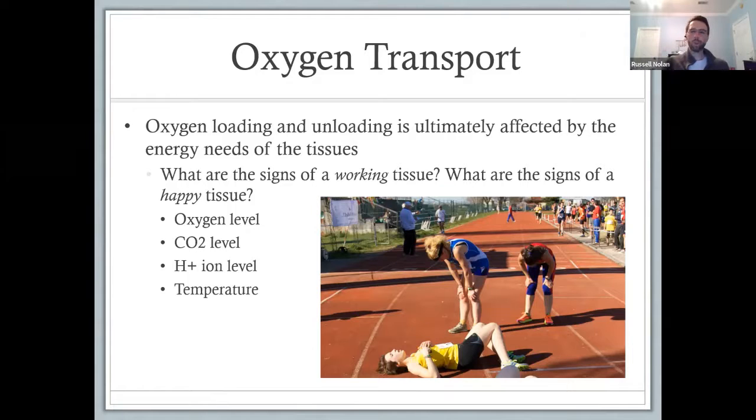So oxygen transport is going to tie in and connect with this gas exchange. When we think of transport, oxygen loading and unloading is ultimately affected by the energy needs of the tissue. As we're transporting, you can picture oxygen on hemoglobin. Here's our little oxygen molecule sitting on hemoglobin. As it passes through the body, it's sort of looking for the tissue that needs the help.